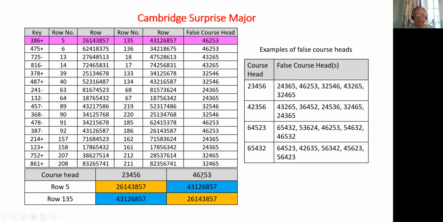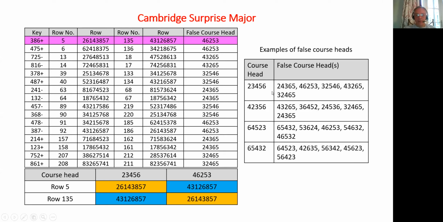The one that's highlighted in pink here, we can see that if we ring the course starting from 46253, we're going to get rows which also occurred in the plain course. And in Cambridge, there are actually 5 different false course heads for the plain course. So in this column, 46253, we've also got 43265, 32546, 24365, and 32465. So there are 5 different course heads which are false against the plain course.